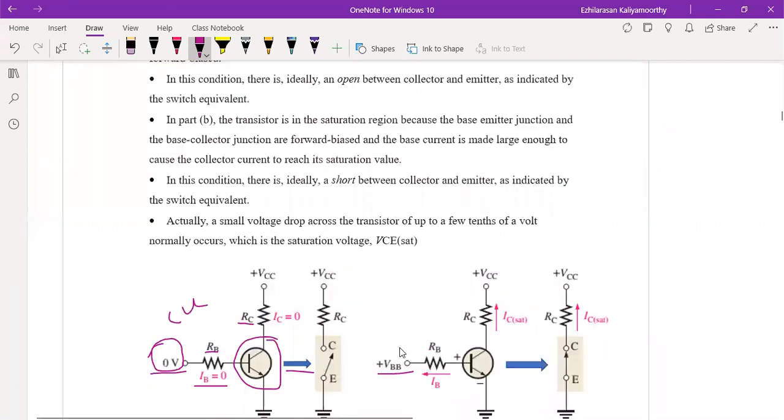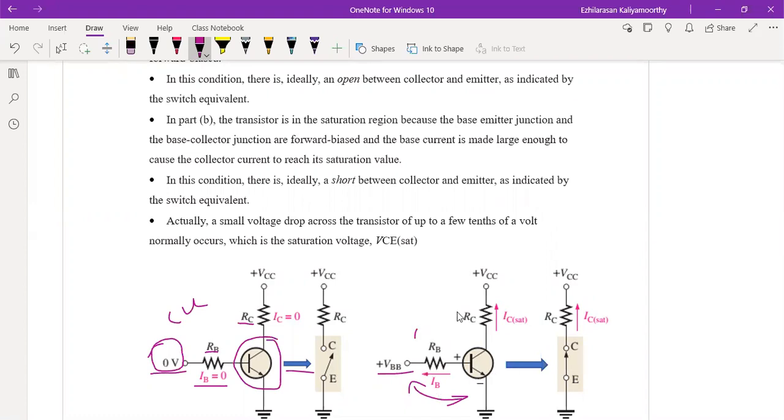Once we give this voltage, normally as you know, automatically what will happen? This base emitter is forward bias. This will be in reverse bias. Base and the collector is reverse bias. So now the transistor is in the saturation region. Now you have to think, it will be the saturation region because the base emitter junction and base collector junction are forward bias.